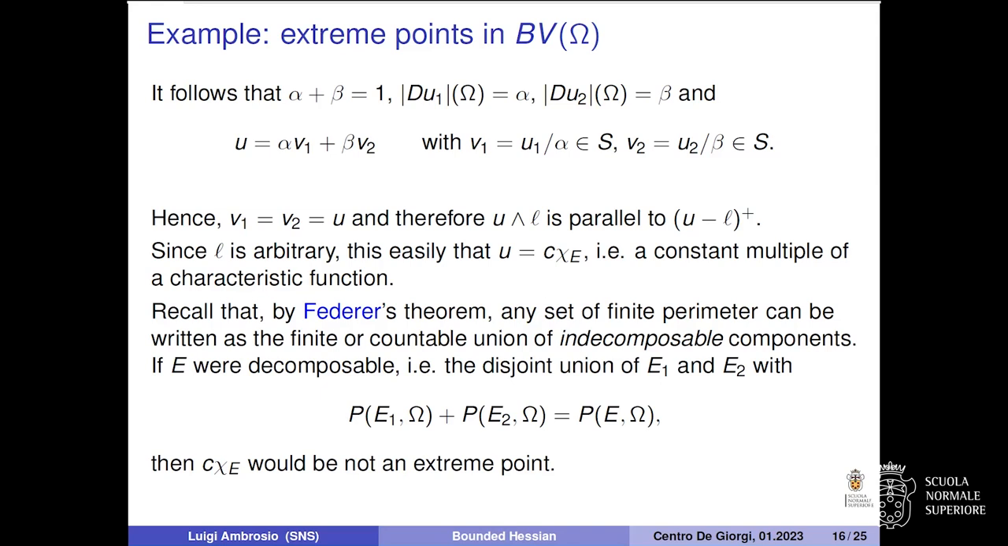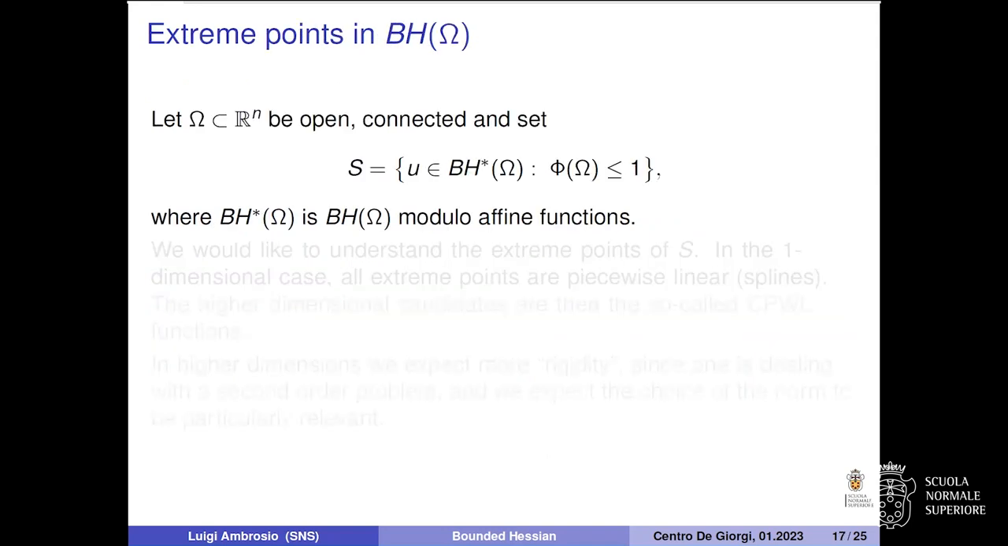So if E were decomposable, again, you can try to split U in a non-trivial convex combination. And so eventually this proves, let's say, the necessary part, that necessarily E is indecomposable. The other implication also is not difficult, that indecomposability implies extremality. Okay, so this is the first order problem.